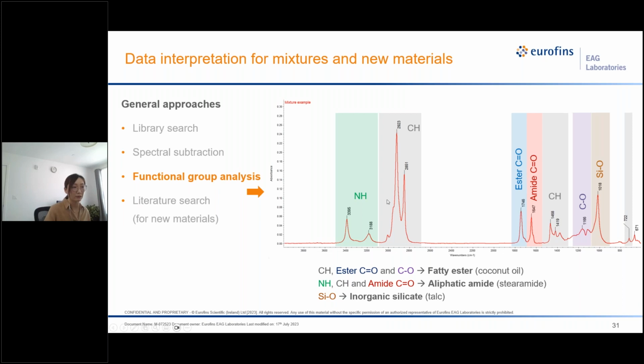And for people who do not have access to commercial libraries, I recommend performing a functional group analysis on the spectrum. Although it would be very challenging to pinpoint specific compounds by doing just functional group analysis, one can still get an educated speculation on the general categories of material that may be present in your sample by assigning the functional groups to major peaks and then looking at the different combinations of those functional groups. Last but not least, literature search can be a very useful tool, especially for assigning unknown peaks in new materials. So definitely do not forget about that.